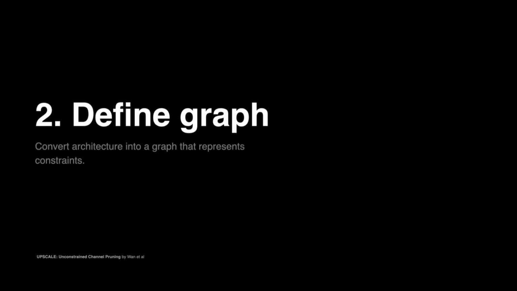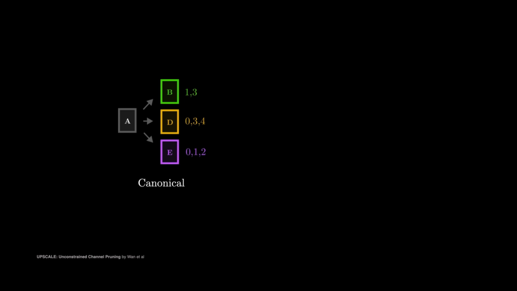Next, convert the segment into a graph. Start with the segment that we just talked about. We have a single producer A on the left producing outputs. We have 3 consumers on the right consuming inputs. The numbers represent channels each consumer retains. For example, D retains channels 0, 3, and 4. Draw one node for every consumer, along with their channels. Add an edge if 2 nodes share a channel. For example, D and E share channel 0. This is our graph.